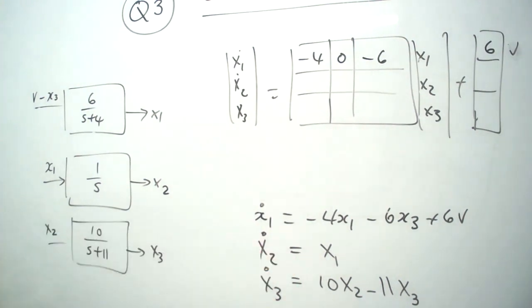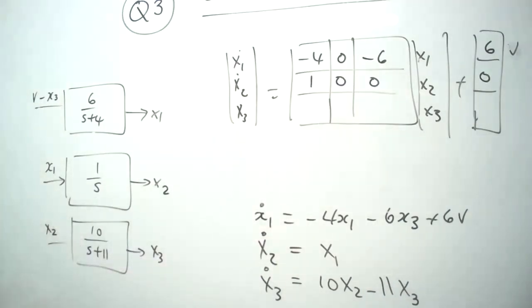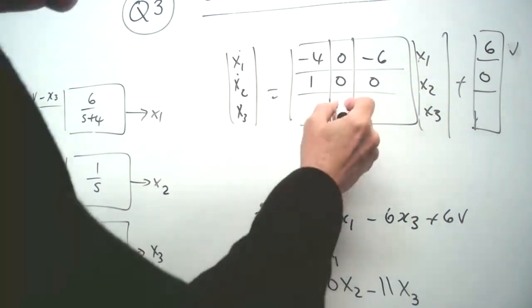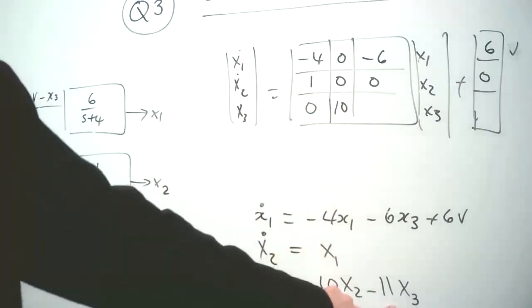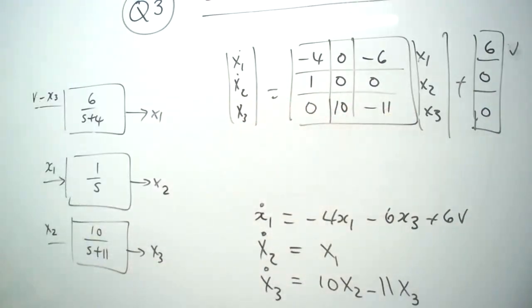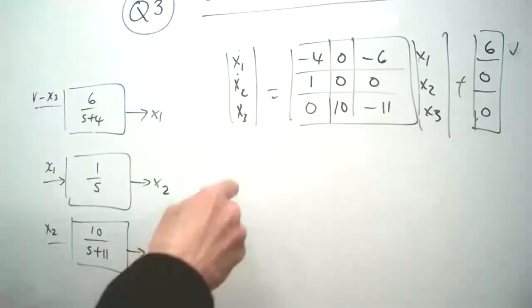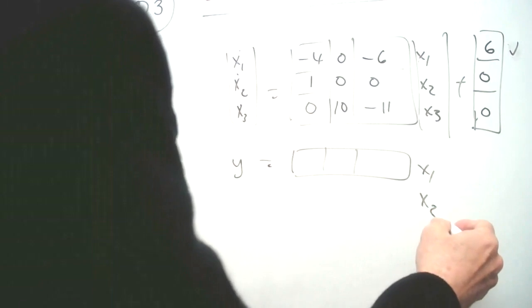Next one, x2 dot is x1, so that's quite an easy one. That's just like that. Just goes in there. And finally x3 dot is 10x2, so I get a 10 in there. There's no x1s and there's an 11x3, minus 11 in, and no Vs. And so this is the first part now of our state space.